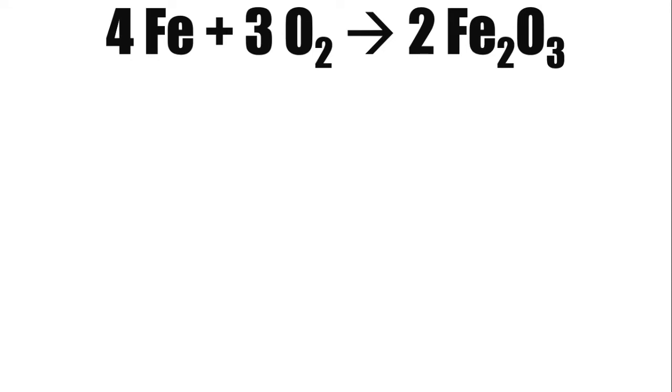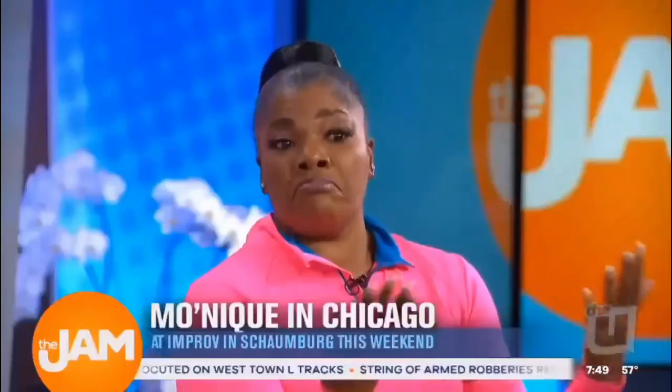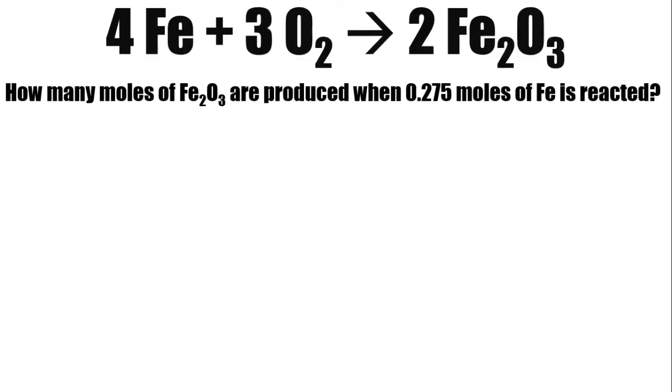Let's consider the reaction between iron and oxygen, which will yield ferric oxide, or iron(III) oxide. The question is, how many moles of Fe2O3 are produced when 0.275 moles of iron, Fe, is reacted? We're going to use here the method that I showed you in the previous video. The first step here is to write the T table. If you remember this, that's good. If not, please check that video.